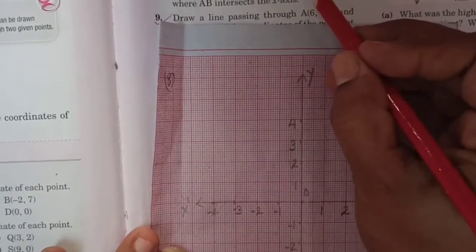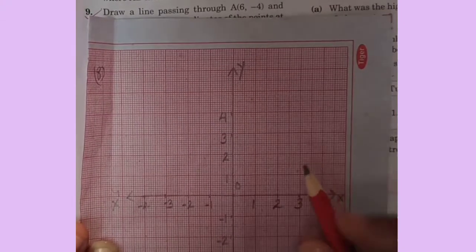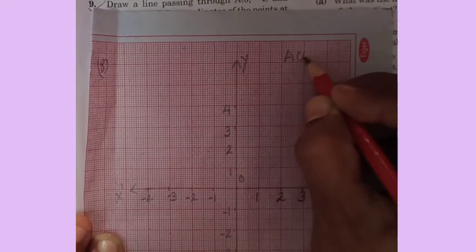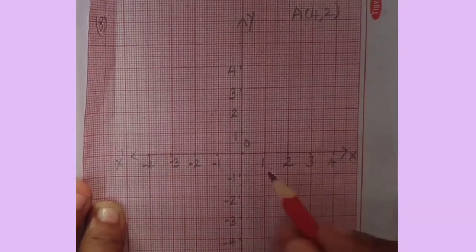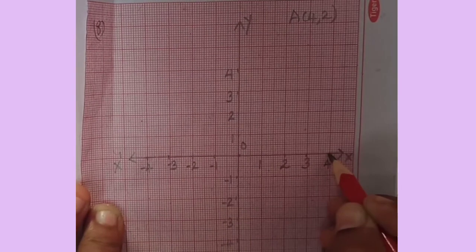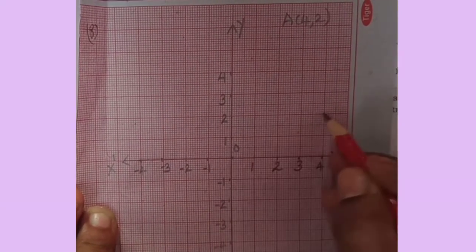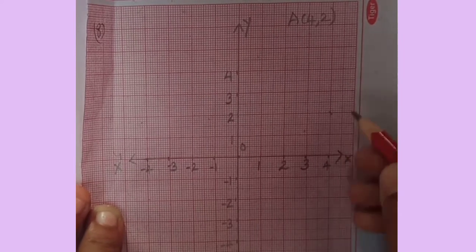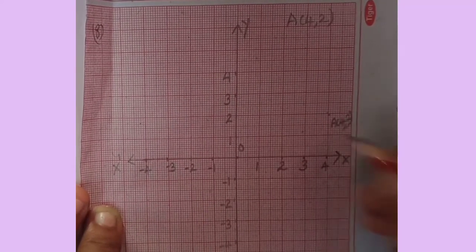First plot A of 4, 2. The x value is 4 and the y value is 2. So this is 4, this is 2. So the meeting point is A of 4, 2.